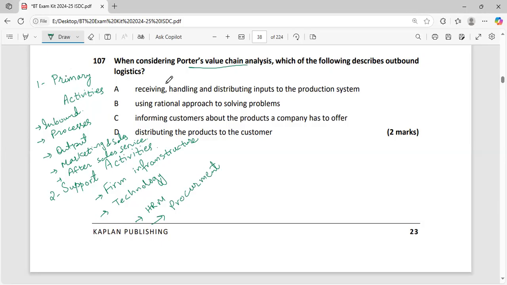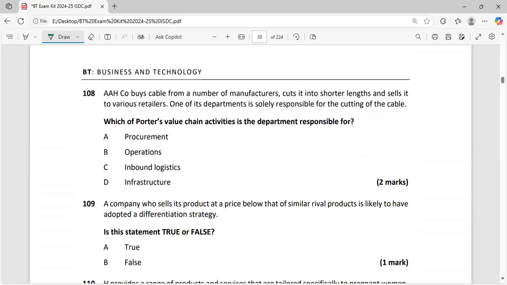Which of the following describes outbound: receiving, handling and distributing input to the production system? It is relevant with the inbound. Using a rational approach to solving problems, after sale service, informing customers about the products a company has to offer, is the responsibility of marketing and sales. Distributing the product to the customer is the right answer, D. It is relevant with the outbound, where they are expected to perform packaging and delivery.